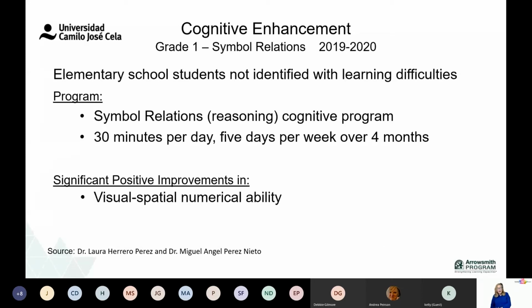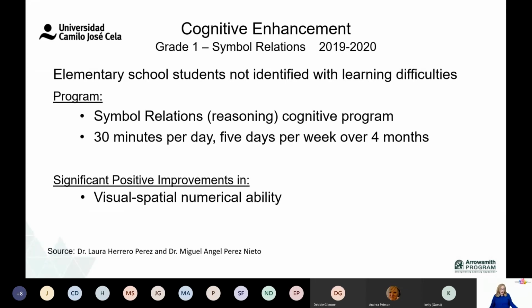So this past year, because the researchers saw the results in Madrid, they decided to do the symbol relations exercise in a grade 1 class. So all the students in grade 1 for 4 months this past year, 30 minutes a day, 5 days a week, were doing the symbol relations reasoning. They're continuing to analyze this data, but the first finding they're seeing is visual spatial numerical ability is changing for these students doing symbol relations in the regular classroom.